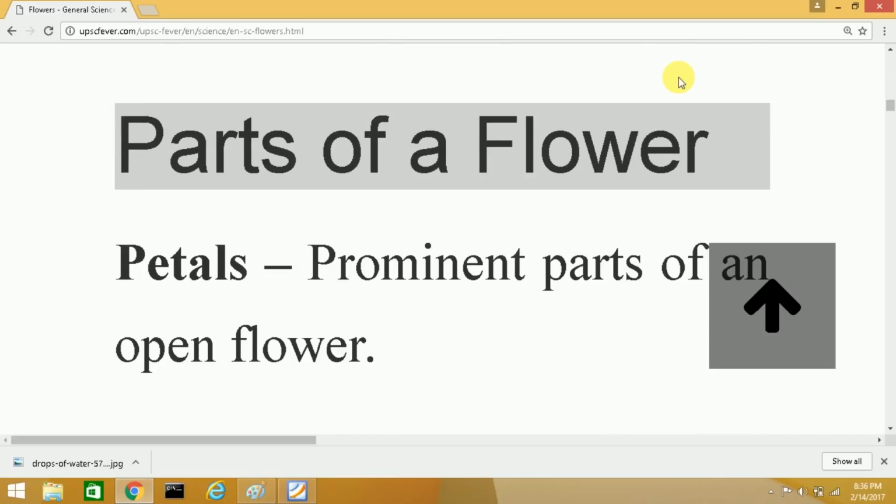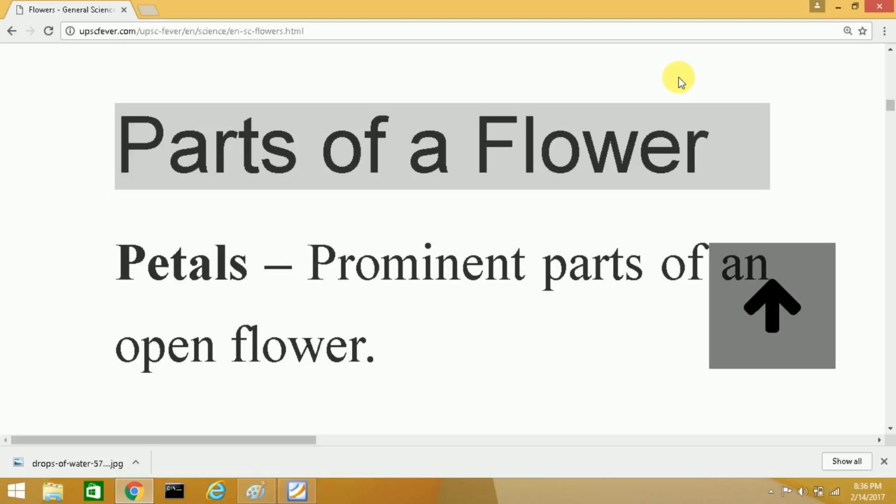A normal plant or a flower has some organs or parts. The first important part is the petals of that flower. So these are the prominent parts of an open flower. Second, sepals. These are small leaf-like structures that enclose the petals.